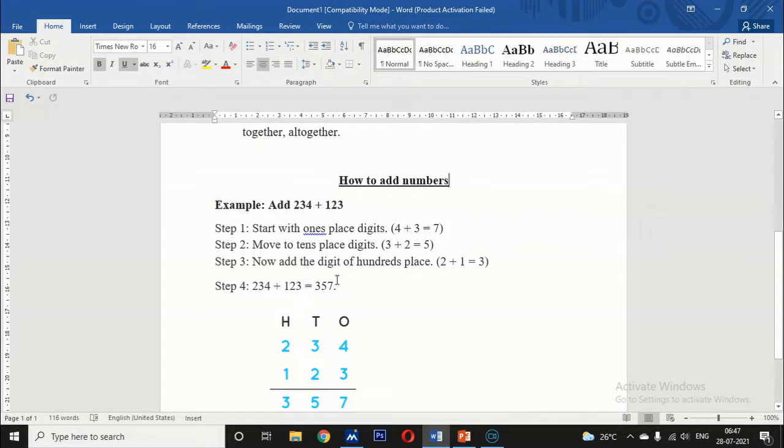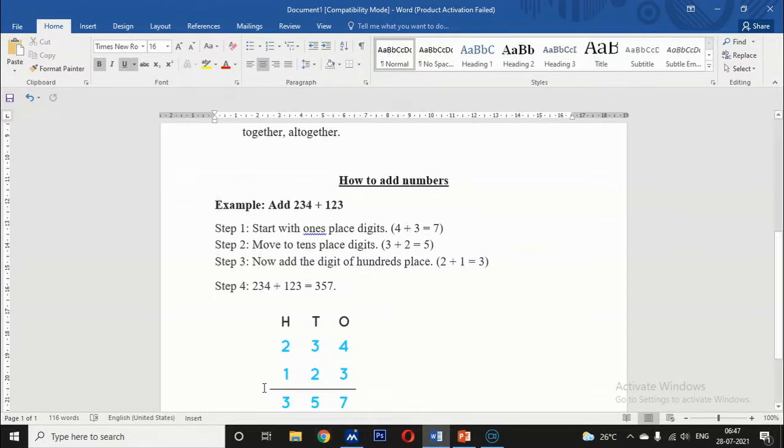Here the first number's ones value is 4 and the second number's ones place value is 3, the tens place value for the first number is 3 and the second number is 2, and the 100 place value for the first number is 2 and the second number is 1.